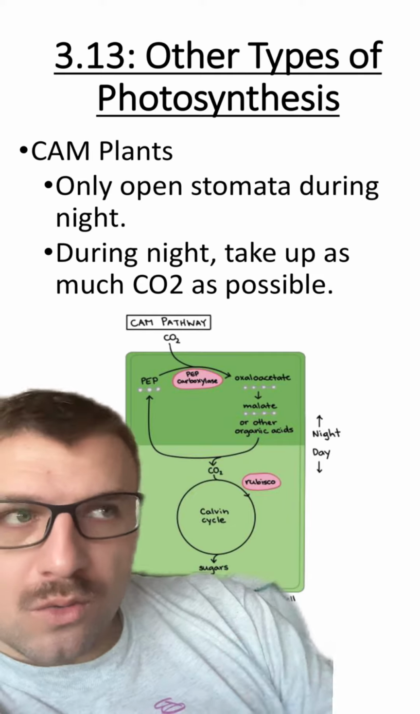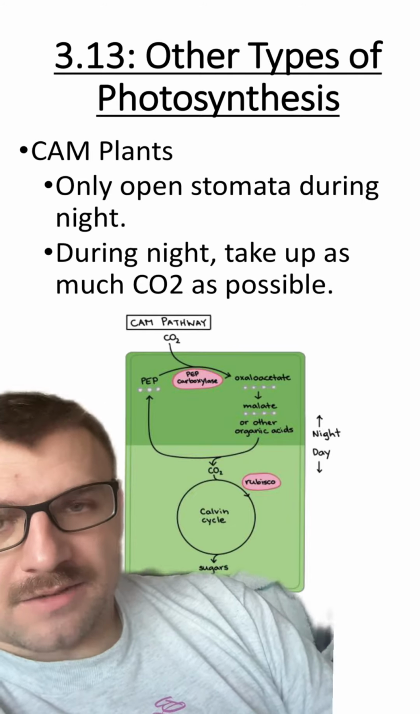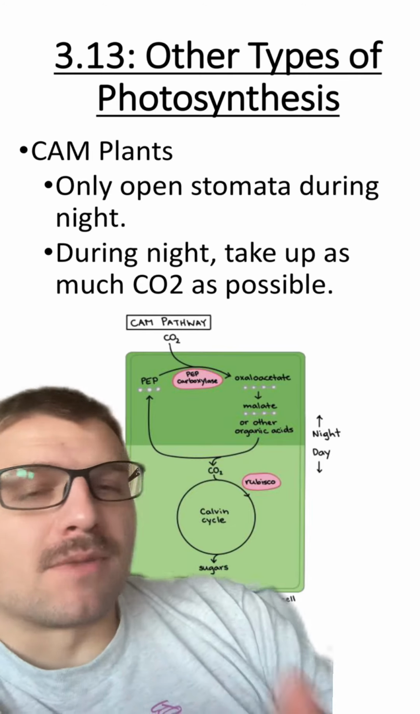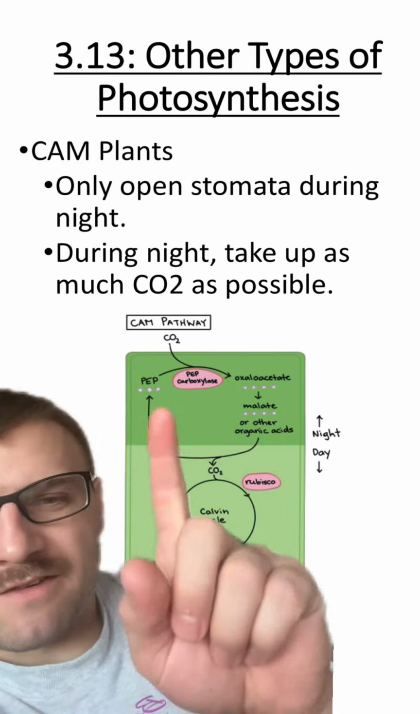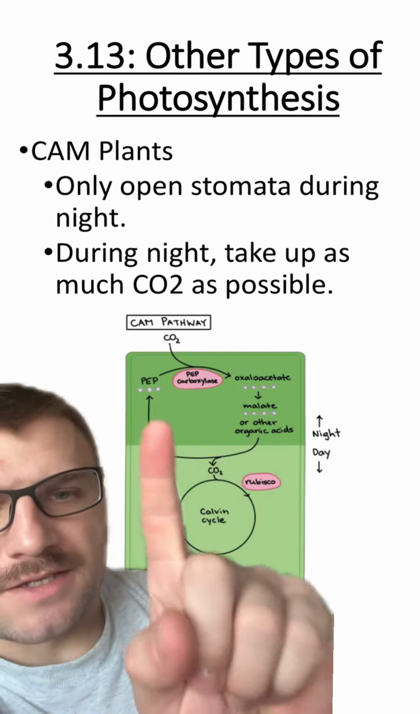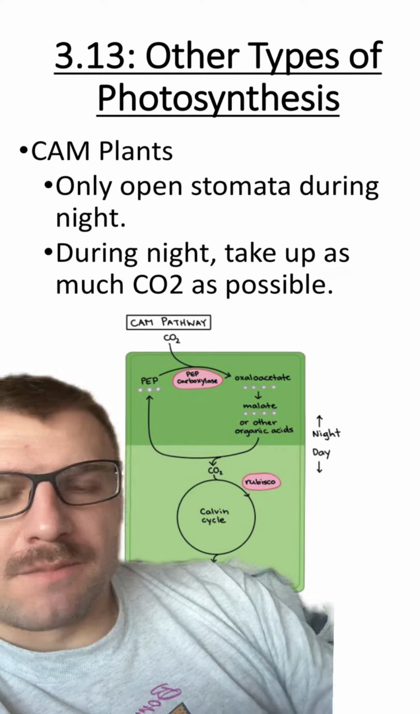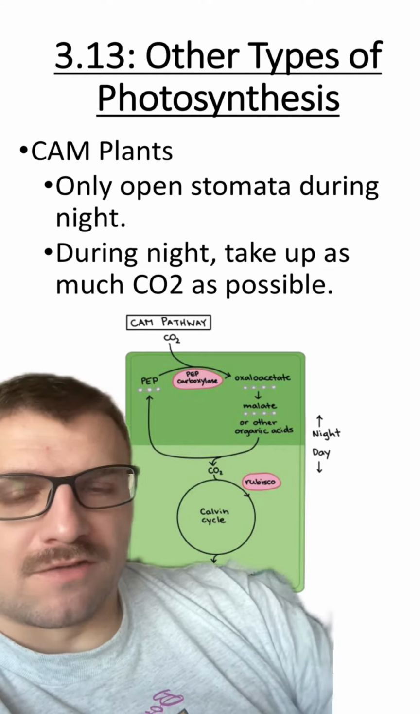What they do is they only open their stomata during the night. And during that time, they take up as much CO2 as possible. And they have a very similar type of process here, but basically it's going to be a little bit different, but it still protects the plant from going through photorespiration.